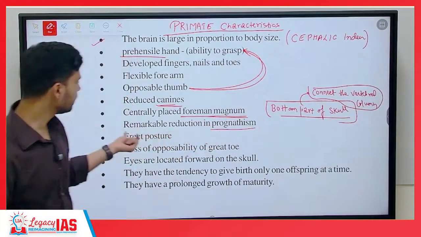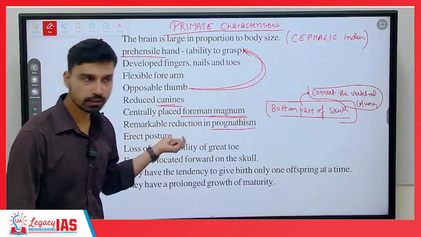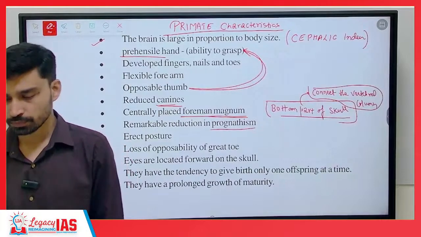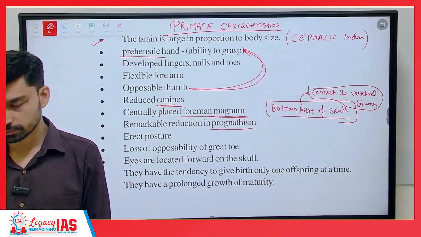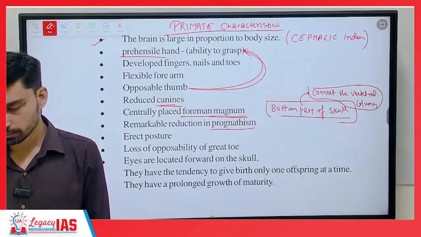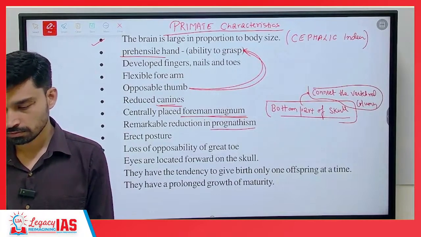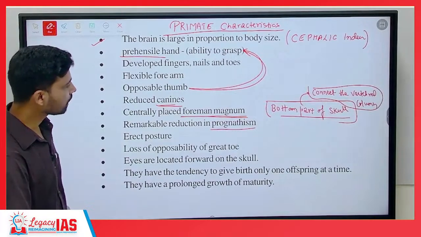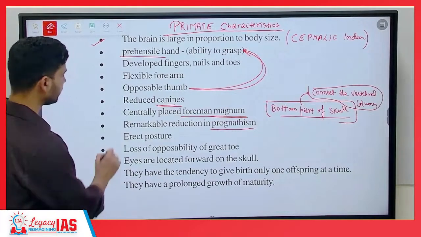In humans, what is happening? Gradually, the prognathism has reduced. We can read a remarkable reduction in prognathism as compared to older organisms. Posture has become more erect.